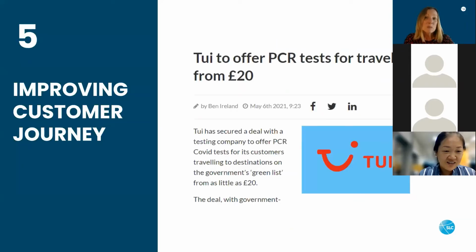We're seeing operators work really hard to try and improve what's now quite a complicated customer journey. TUI, for instance, are offering PCR tests for travel from £20, and that's down from about £120 if we look back just 2 or 3 months ago. So brands are looking at ways that they can make this customer journey easier and actually get people travelling again.